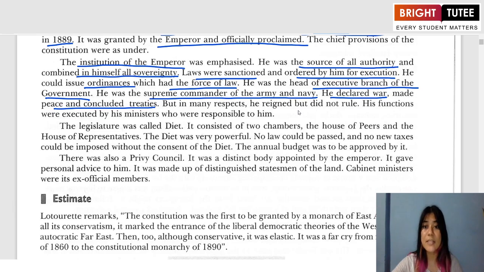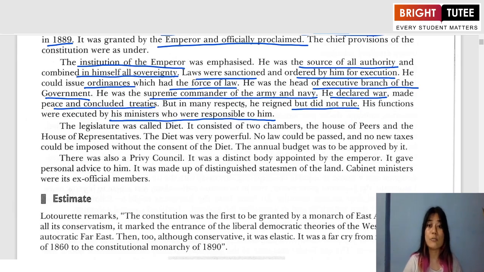But in many respects, he reigned but did not rule. His functions were executed by his ministers, who were responsible to him. In many areas, he did not exercise the kind of authority that we have just been learning about. He had ministers who would actually execute all these powers on his behalf, and they were responsible to him. What this tells us is that the emperor reigned. The emperor was the head and ruler of Japan, but he did not rule directly. He had ministers and a close circle of officials who executed all his laws, rules, functions and administrative duties.